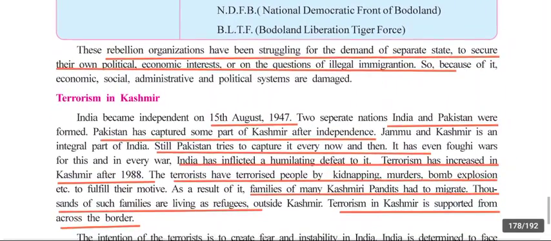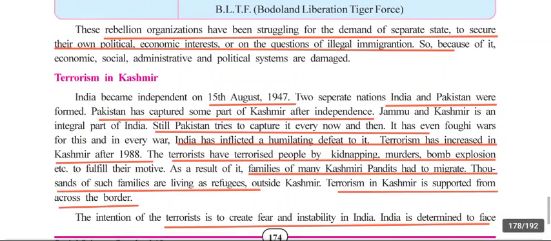So they have named it Bodoland, and they have created organizations for that purpose. These rebellion organizations have been struggling for the demand of a separate state to secure their own political and economic interests, or on the questions of illegal immigration. So because of it, economic, social, administrative and political systems are damaged a lot in these states.